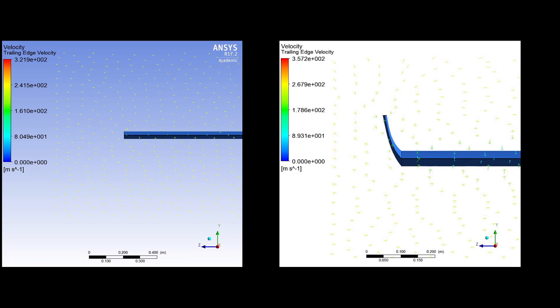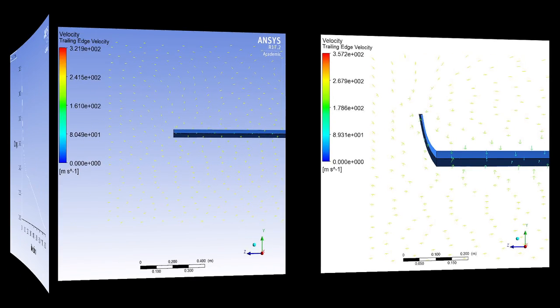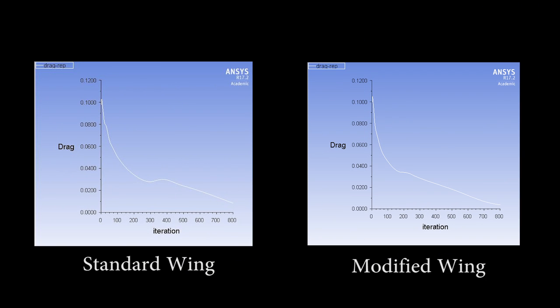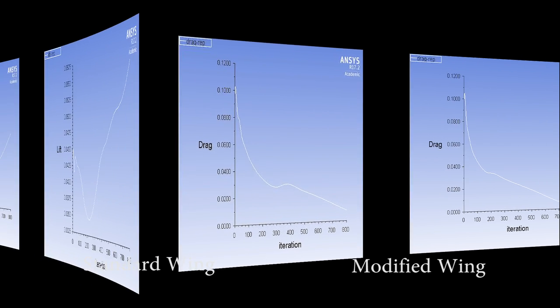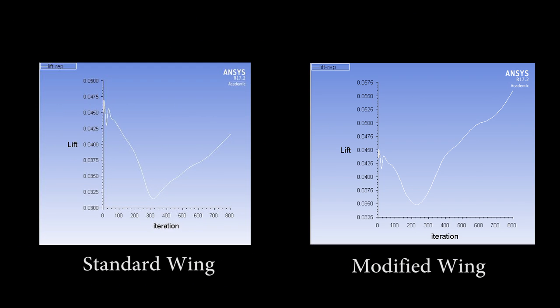According to the velocity plots, both wings demonstrate vorticity far away from the wing's surface, but strangely, there is no vortex propagated behind the tips of either wing. However, the drag results show that while the winglet drag is higher at first, at about 400 iterations, it becomes lower than that of the standard wing. The lift results also show that the winglet lift is consistently higher than that of the standard wing.